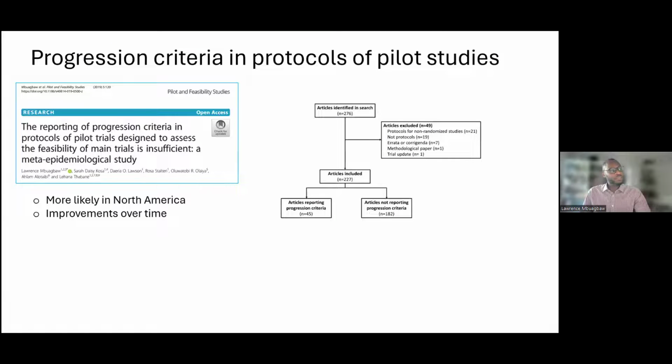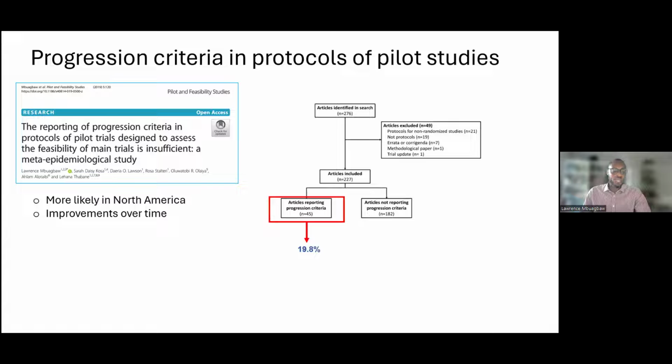However, I did some research looking at how progression criteria are planned for in the protocols of pilot studies. I looked in 3 journals, which at the time were the only ones that published pilot studies: Pilot and Feasibility Studies, Trials, and BMJ Open, right? What we found was that out of 227 articles, only 47 actually reported progression criteria. So just shy of 20%.